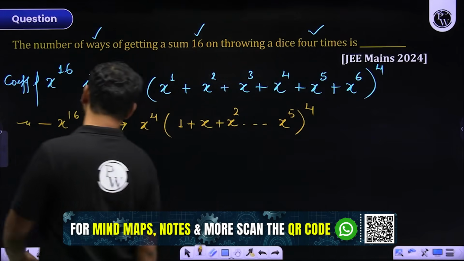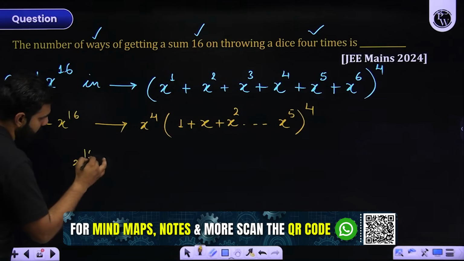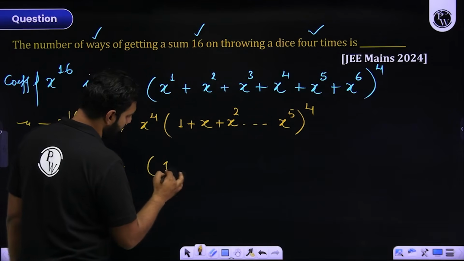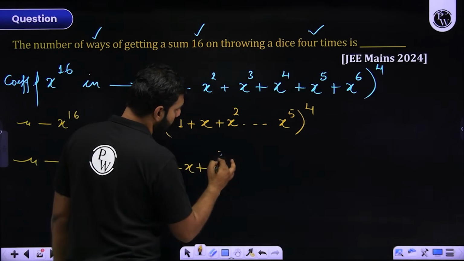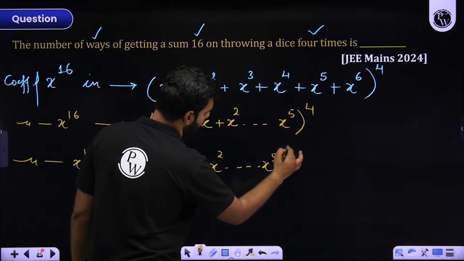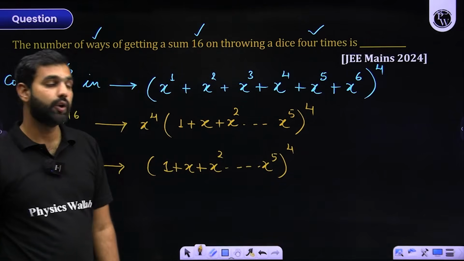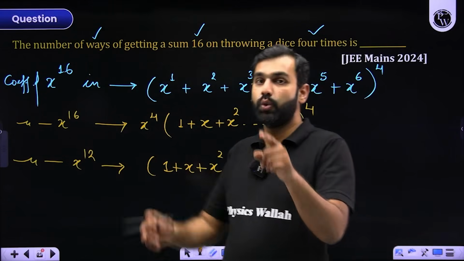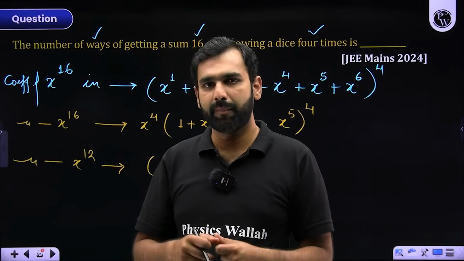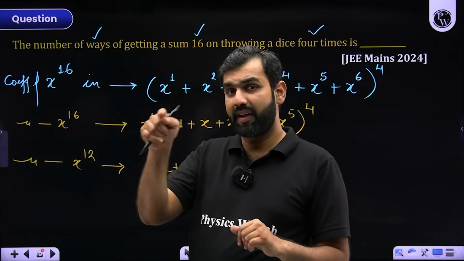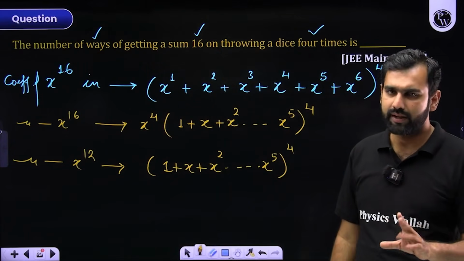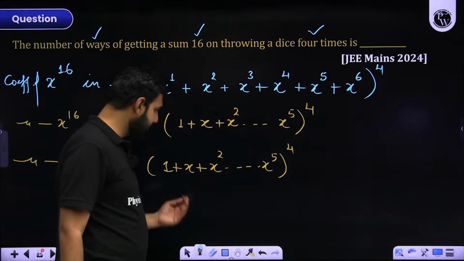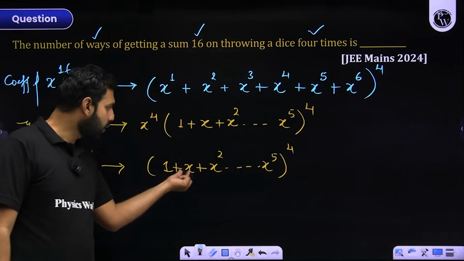So can I not say now, let's look for the coefficient of x to the power 12 in the expansion of 1 plus x plus x square up till x to the power 5, whole raised to the power 4. Do you remember the formula for sum of n terms of a GP? I hope you remember. a into whole of r to the power n minus 1 upon r minus 1, or a into whole of 1 minus r to the power n upon 1 minus r. Do you remember that? So if I could use it, why? Because it is a GP. It is a GP of 6 terms where the common ratio is x.